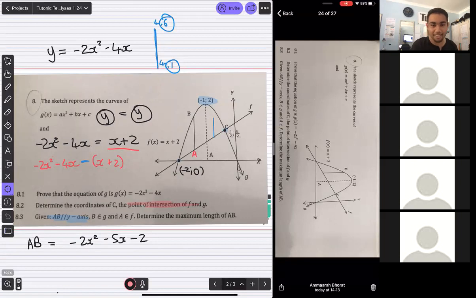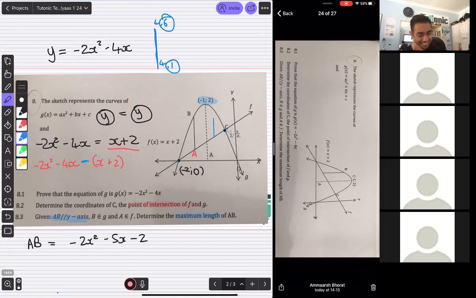Okay. So now, this is all background here. This is just stuff that you have to understand, because I find students don't even understand the question. So that's why I want to spend a lot of time getting you guys to understand what the question is asking. So now the question says, what's the maximum length of AB? What's the maximum length of AB?